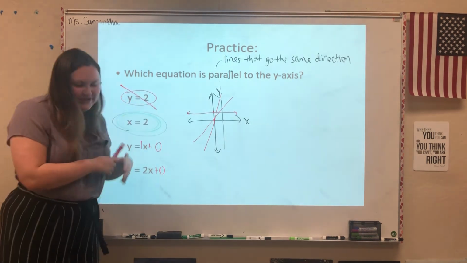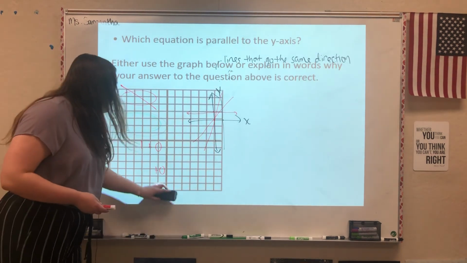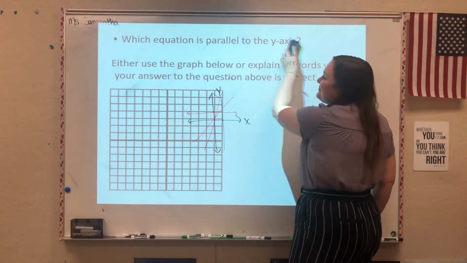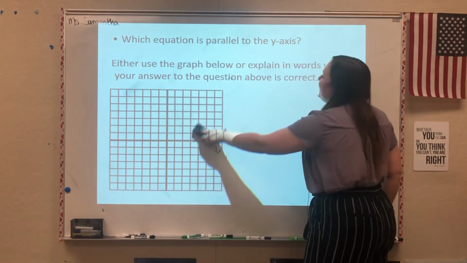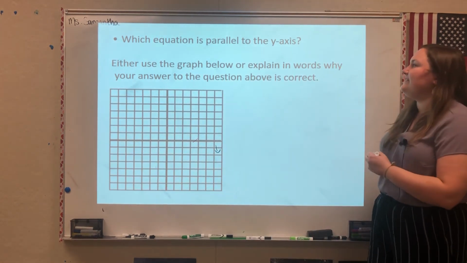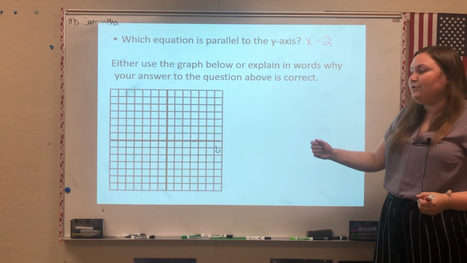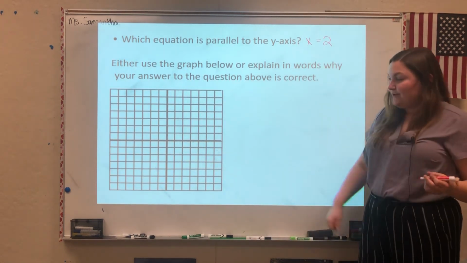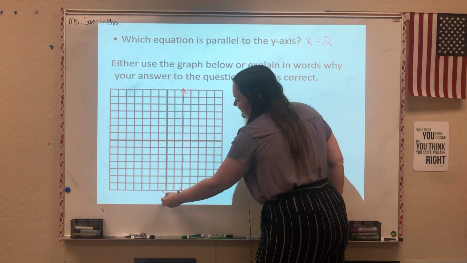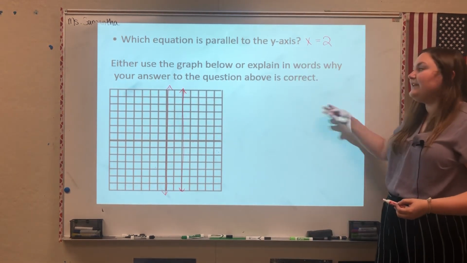What I've kind of sketched here is the last part of the question, which says either use the graph below or explain in words your answer to the question above. So we said which equation is parallel to the y-axis? We said x equals 2 is. You could either convince me of that by showing me on a graph. Well, x equals 2 is this line right here. The y-axis is this line here. And therefore they are parallel. Or you could give me a written explanation.